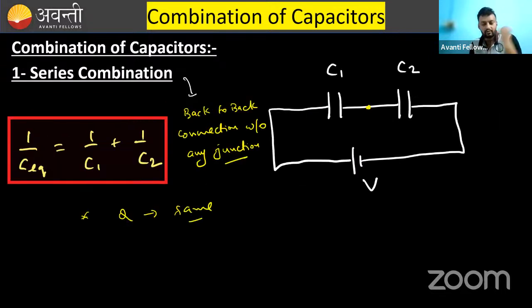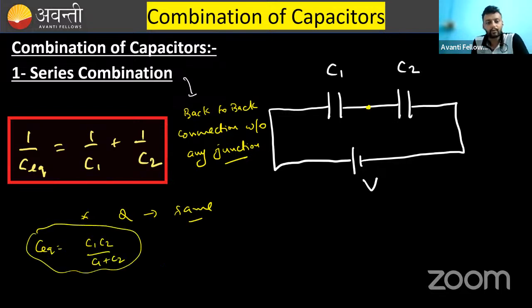Okay, very good. So C equivalent can be written as product upon sum. You can remember it as product upon sum. This is valid for two capacitors only. In the case of three capacitors, it will change.